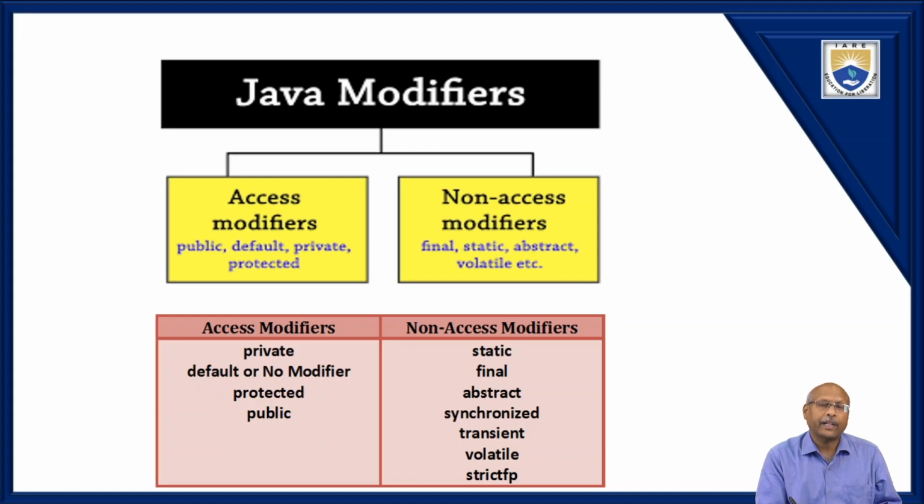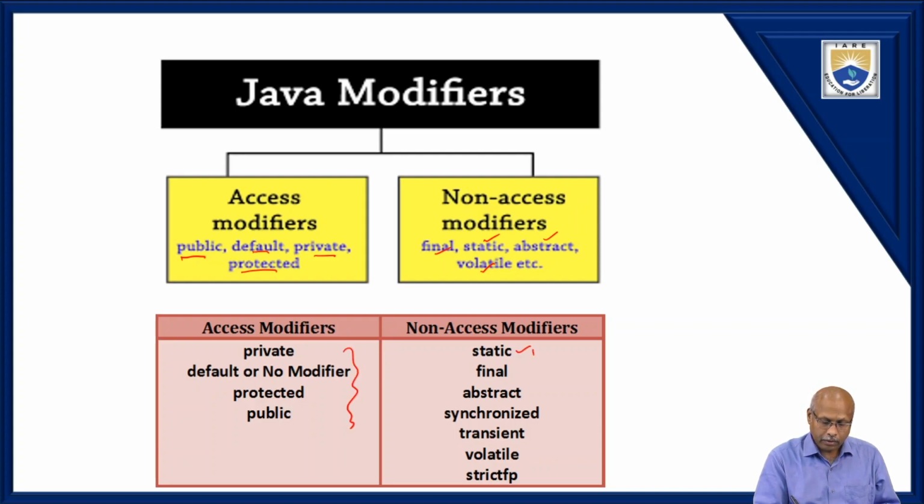Access modifiers and non-access modifiers. Under access modifiers: public, default, private and protected. These four come under access modifiers. And there are other non-access modifiers like final, static, abstract, volatile, synchronized, transient, strictfp. They are a set of keywords to be used as non-access modifiers. So remember, these four come under access modifiers.